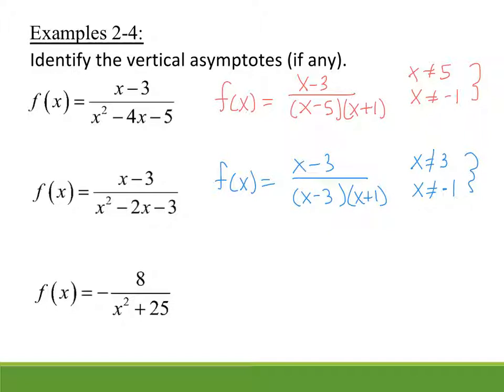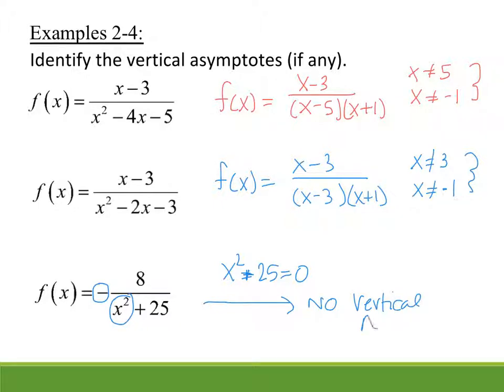In our last example, we see that we have a negative in front, but we have an x squared here. So even if we set x squared plus 25 equal to 0, we get no real number x where x squared plus 25 equals 0. In this case, we have no vertical asymptotes.